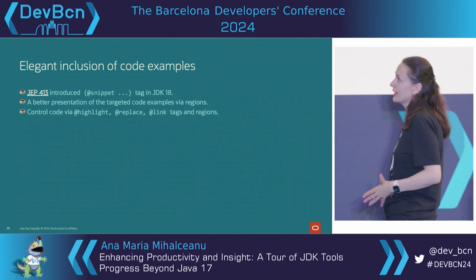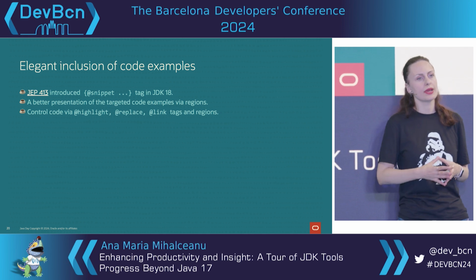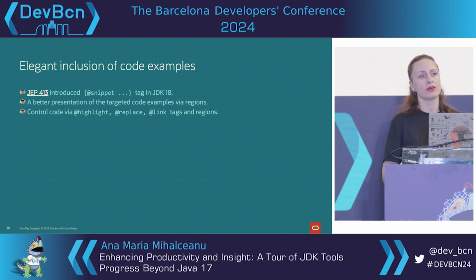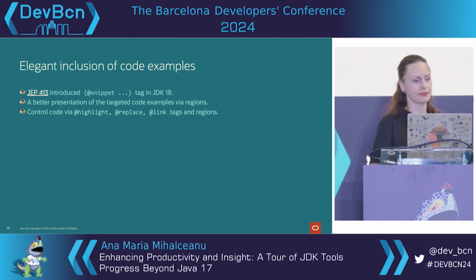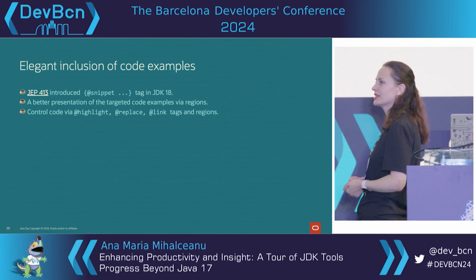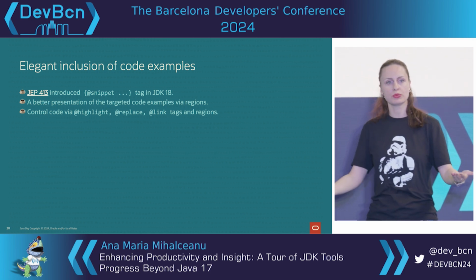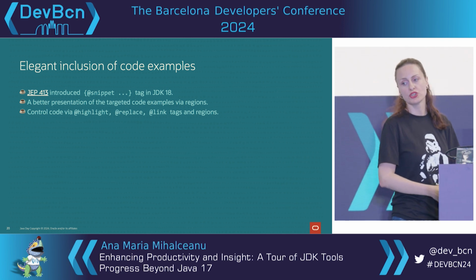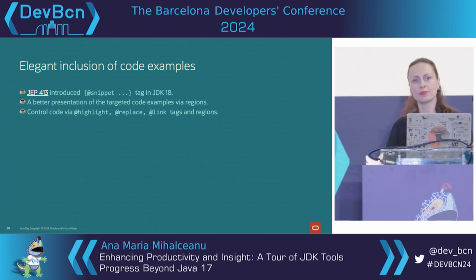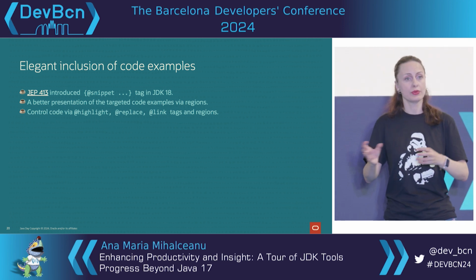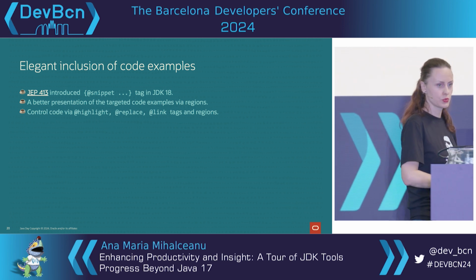Now, starting with JDK 18, we have a way to elegantly introduce code examples in our javadoc thanks to the @snippet tag. So we have a better presentation of this targeted code. We can control the way this is being displayed to our end users. We can highlight, we can choose to replace, we can choose to link different parts of that example with regions. So we can tag, we can put regions within our code as well.